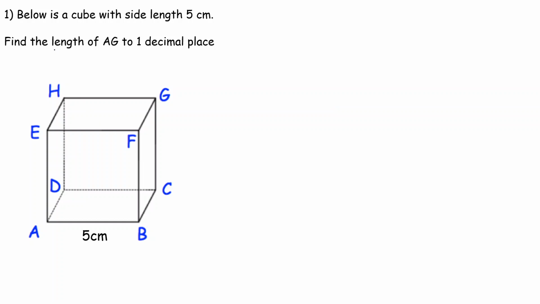So the first one we've got below is a cube, and that's a very important word because that's going to mean that every single side is going to be equal to 5 centimeters, because every length is the same in a cube with 5 centimeters. And it says find the length AG to 1 decimal place.